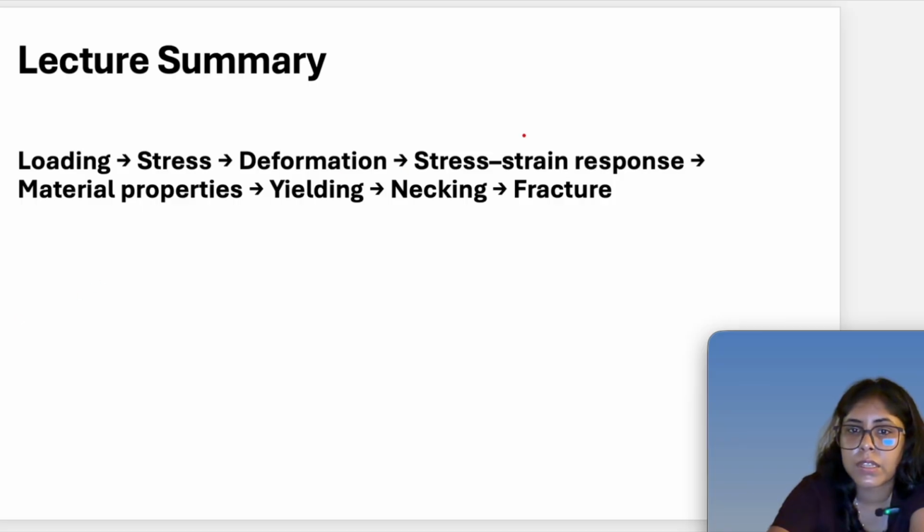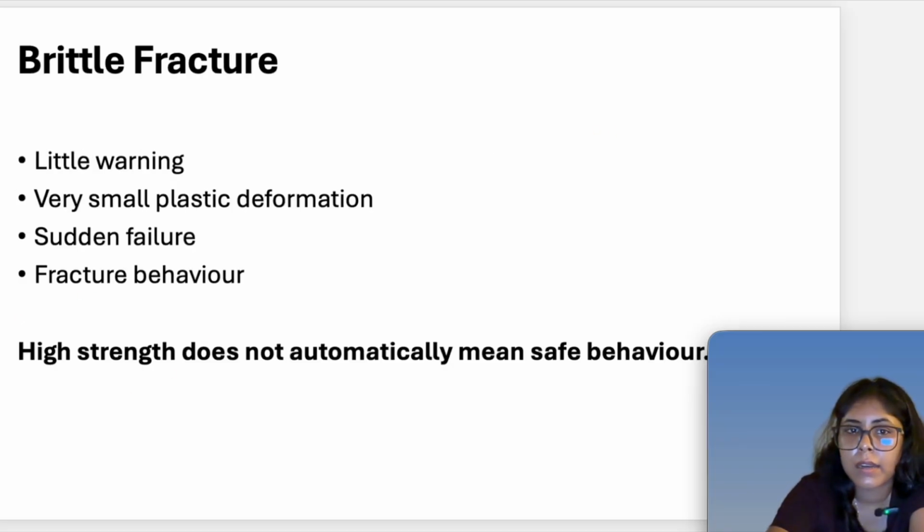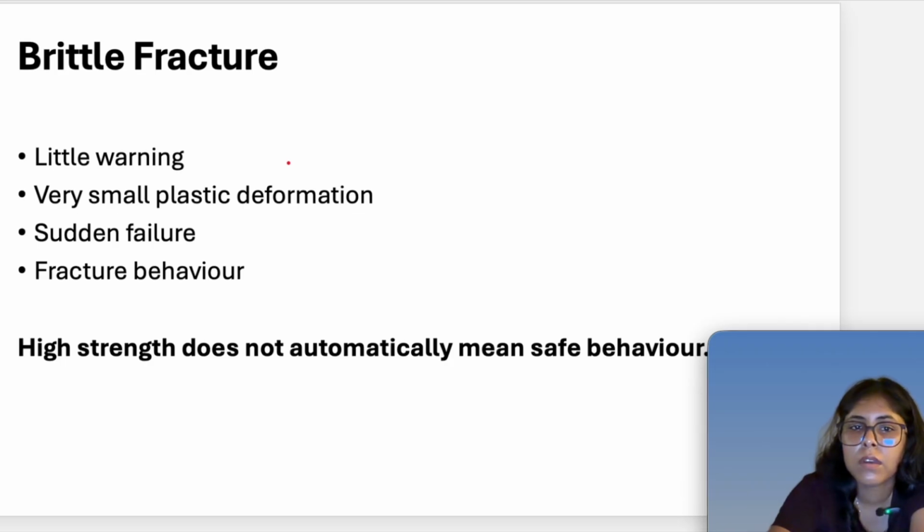And then with this we have the summary. Okay, so in brittle fracture we also have a bit that brittle fracture will not show you any warning. It has very small plastic deformation. Then we have sudden failure, and then we have fracture behavior. So high strength does not automatically mean that there will be safe behavior.